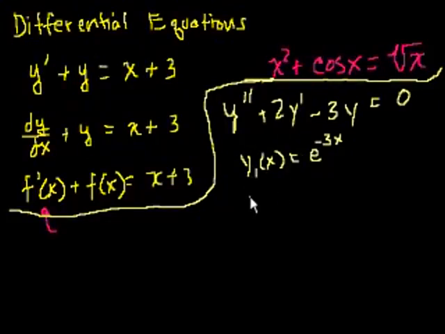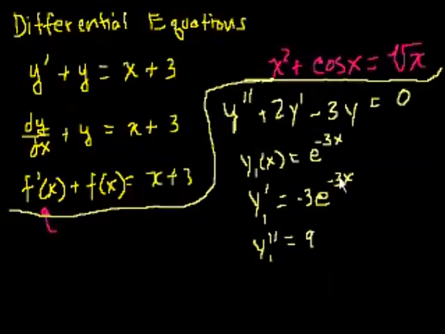Well, let me just write y1. What's y1 prime? What's the derivative of this? Well, just do the chain rule. The derivative of the outside is just e to the minus 3x, and then you take the derivative of the inside, which is minus 3. Right? And then the second derivative of y1, we'll just take the derivative of this, and that's just equal to plus 9, right? Minus 3 times minus 3, e to the minus 3x.